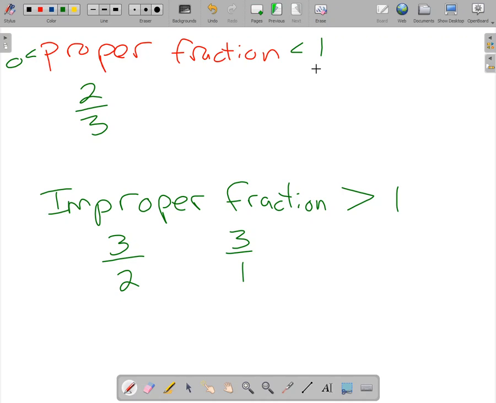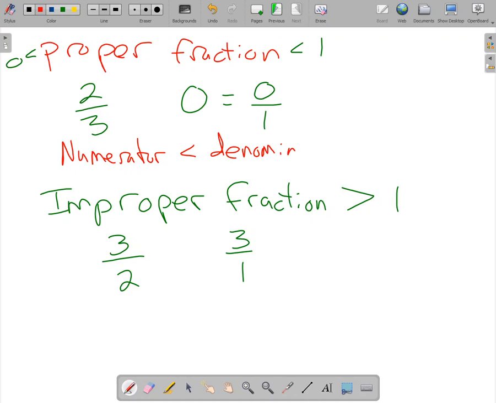And you could argue that 0 is a proper fraction because 0 could be written as 0/1. So my denominator is technically bigger, my numerator is technically smaller. So that's the other way to think about it: the numerator is less than the denominator. Proper fractions are between 0 and 1. The numerator is smaller than the denominator. I lied. Oh, no, that's right.